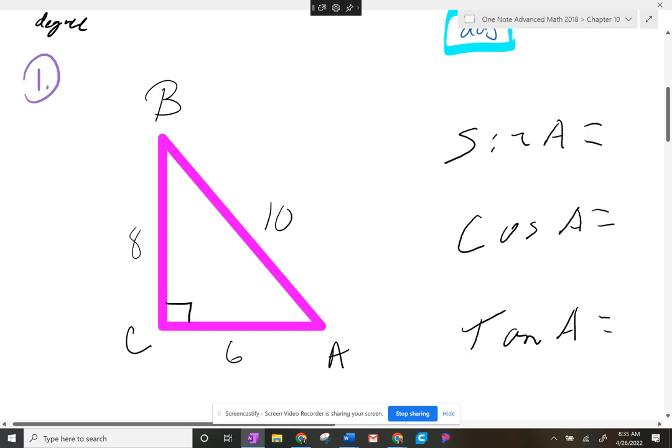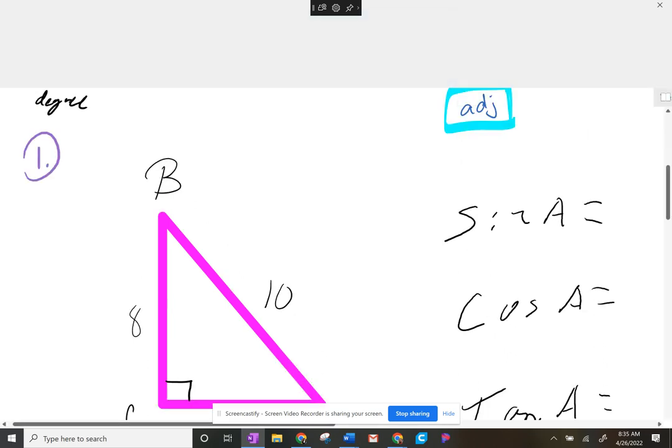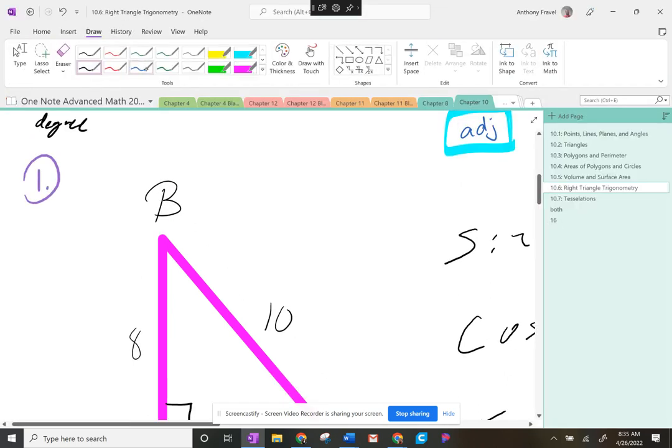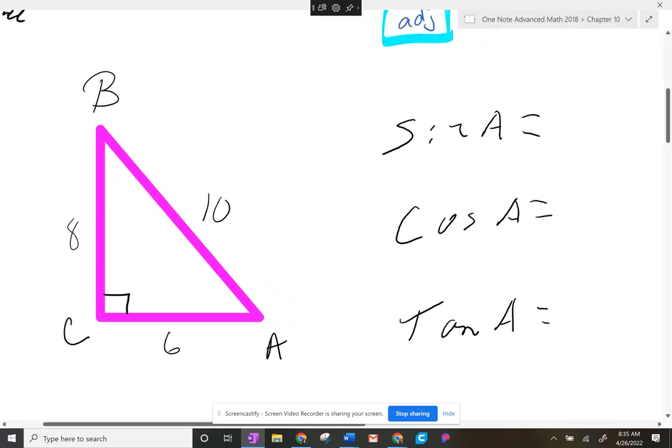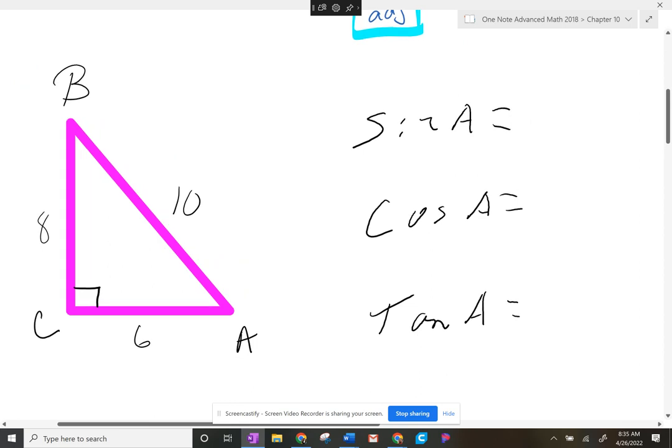So, this angle over here, angle C, this one's going to be my right angle. For this part, I will write those ones down so you can kind of get an idea. Let me get my handy dandy other color pen. My triangle, I've got AC is 6, BC is 8, and then AB is 10.